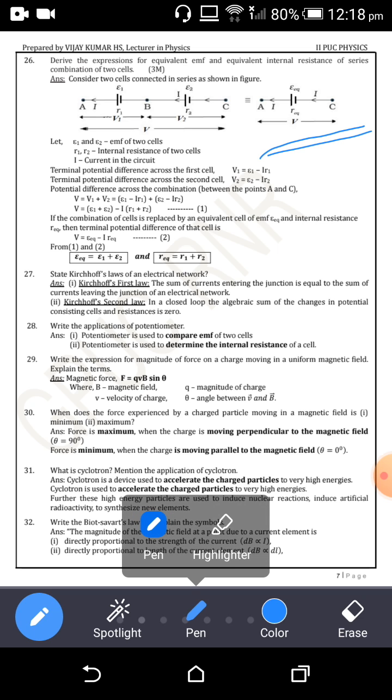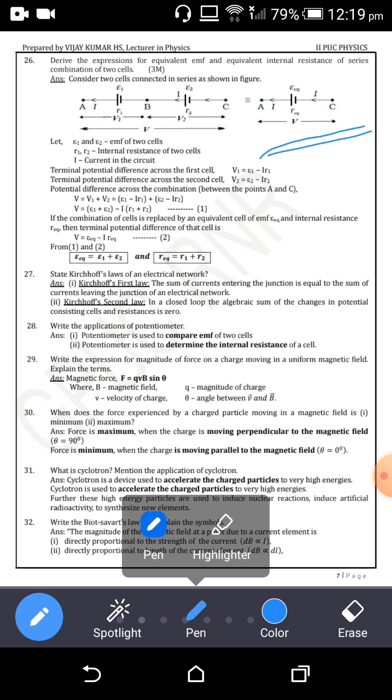Now the last question is: write the applications of potentiometer. As I said while explaining that chapter, the uses of potentiometer will be asked in your theory exam and even in your viva. In the practical examination, if you get the potentiometer experiment, a viva question will be asked.